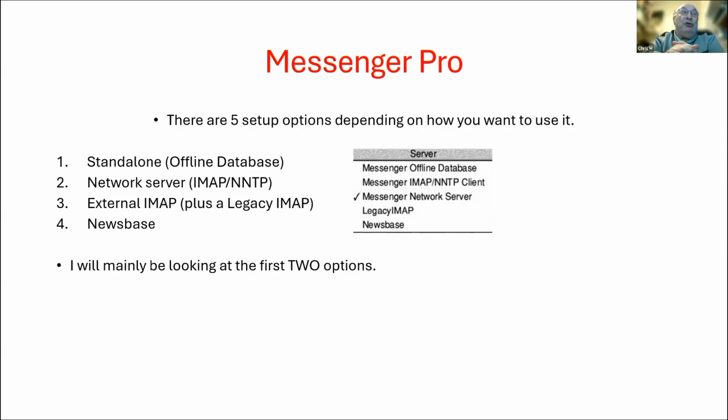There is external IMAP and also an older legacy one. I've never really got involved with them. Some people have tried it, trying to get into Google, and I'll mention that a bit later on briefly. And the old news-based system. I'll be primarily looking at the first two on my list, not the screenshot: standalone, offline, and the network server, because they're virtually the same. That's on the Messenger Pro side.